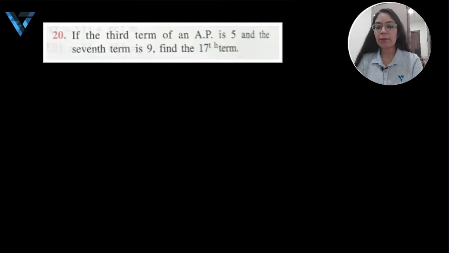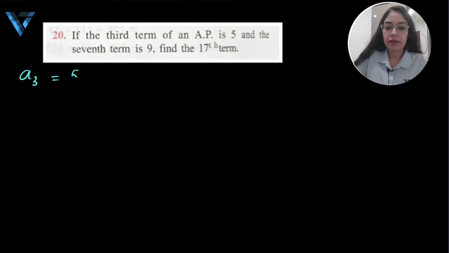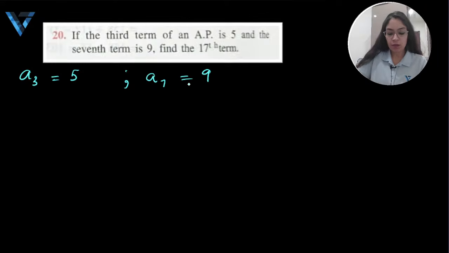If the third term of an AP is 5 and its seventh term is 9, find its 17th term. So what's given to us? A3 is 5, and A7 is 9. The seventh term is 9. What do we have to find here? We have to find the 17th term, so A17.